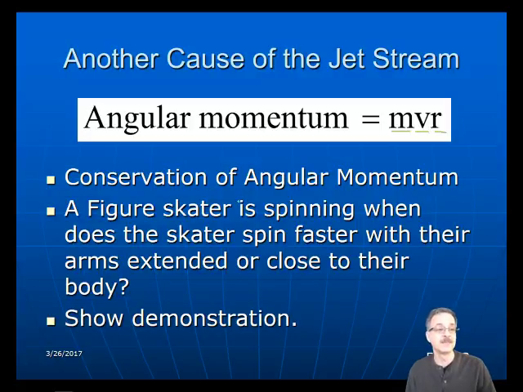So the example I'm going to give you is a figure skater spinning. When does the skater spin faster, with her arms extended or her arms close to her body? Well, she spins faster when her arms are close to her body. And I'll show you this demonstration in class that will verify that. You guys need to remind me to do that.